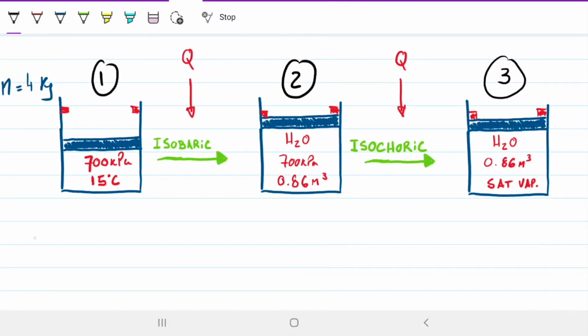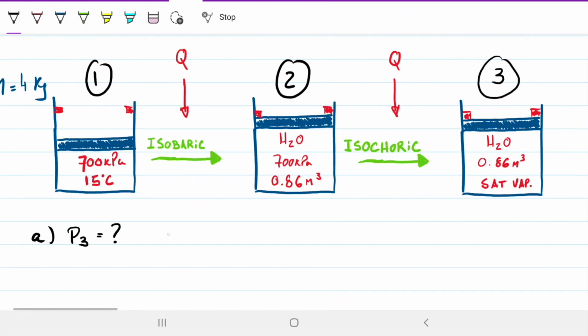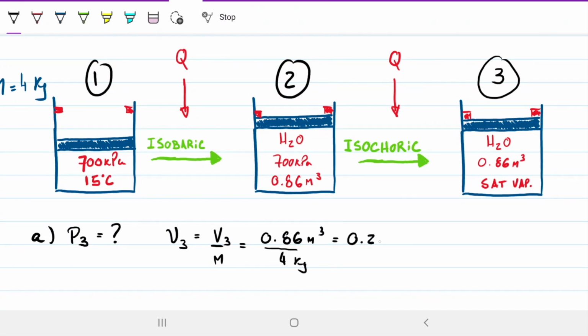The first part of the problem asks what is the final pressure. So what's P3? Right, that's the first question. On state 3, we need to find what's that specific volume 3, which is by definition just volume divided by the mass, right? And we have those two things. It's 0.86 meters cubed divided by 4 kilograms, and that is 0.215 meters cubed per kilogram.